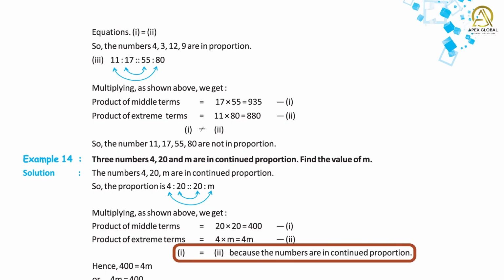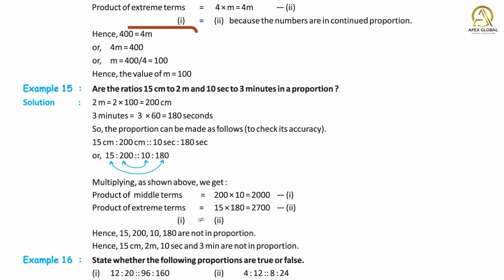First statement equals second statement because the numbers are in continued proportion. Hence, 400 equals 4m, or 4m equals 400, or m equals 400 upon 4 equals 100. Hence, the value of m equals 100.